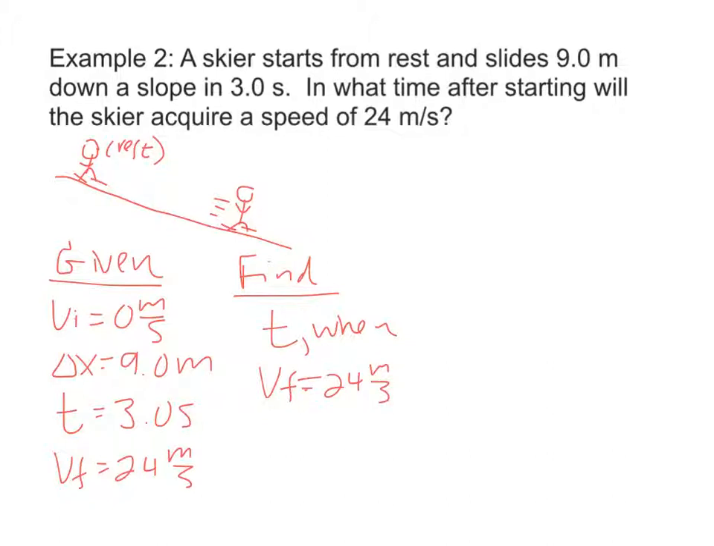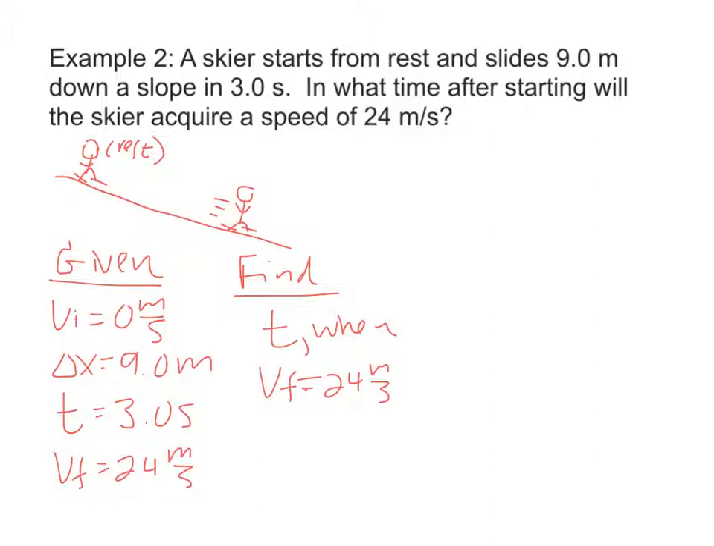So one thing we know is that the skier is going to go 9 meters in 3 seconds down a slope. And the slope's not changing. In other words, it's the same hill, it's the same slant, it's the same angle. So whatever the acceleration is during those first 3 seconds will be the same the entire time. So the first thing we want to do is figure out what is the acceleration.